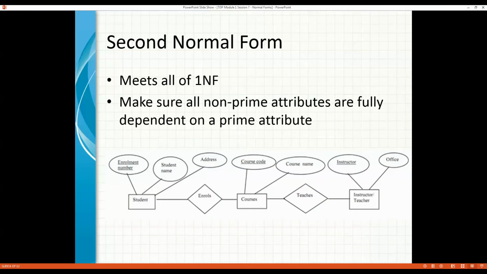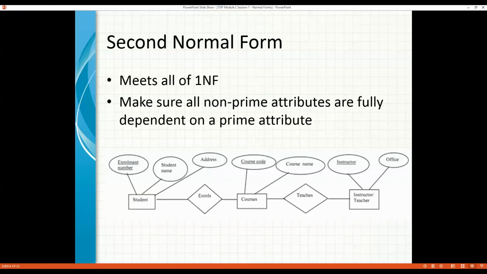To move to the second normal form, we have a few criteria here. First of all, you must meet all the requirements of 1NF, which means the redundancy must be taken care of. After you've maintained and fixed that issue, we can now move to the next step. Here, we are making sure that all non-prime attributes are fully dependent on the prime attribute.